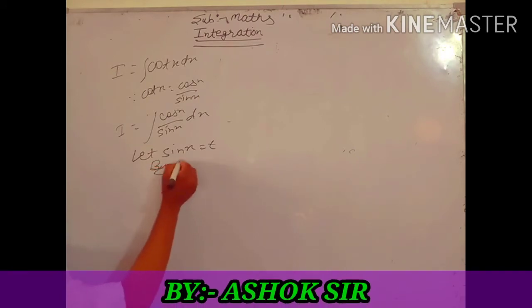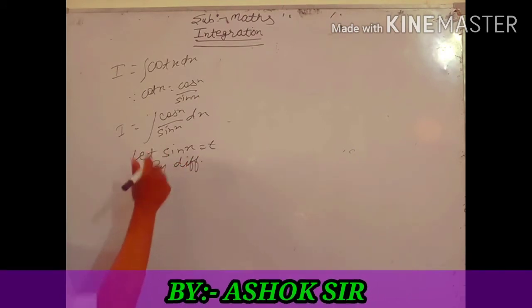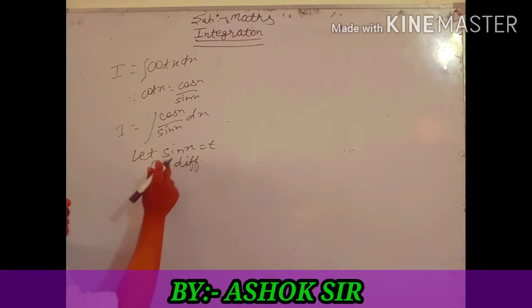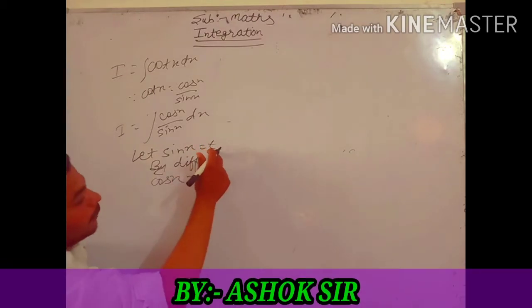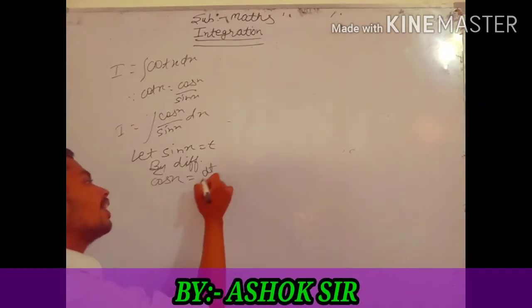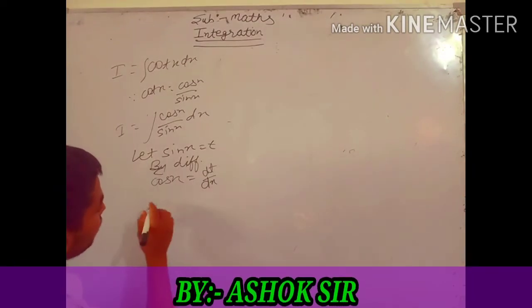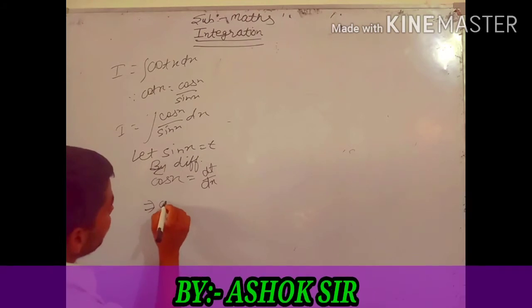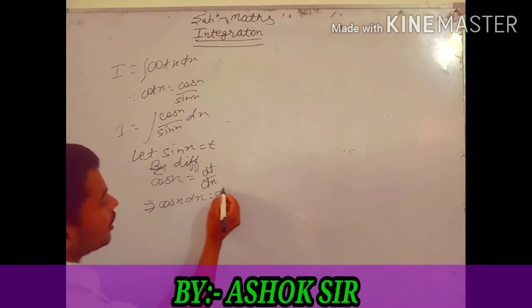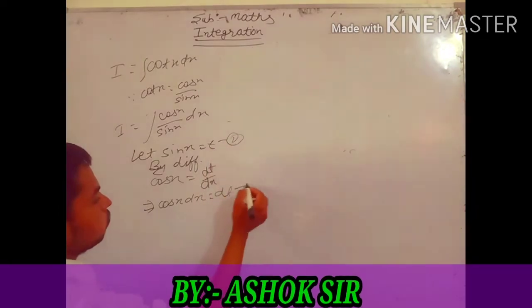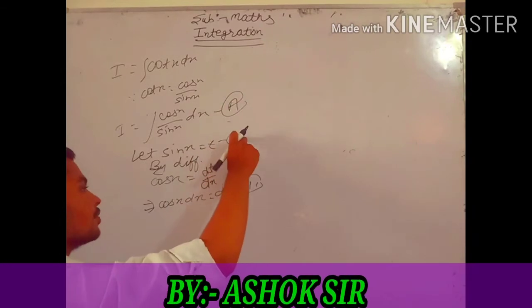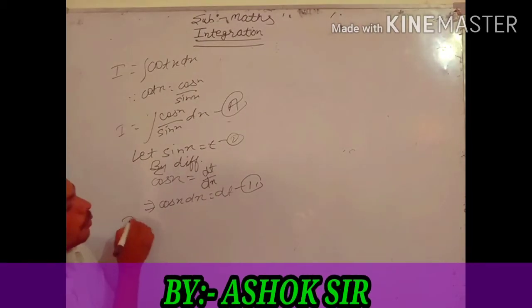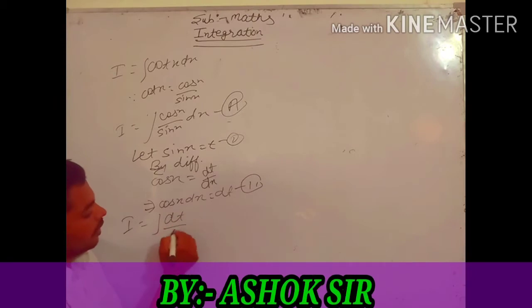By differentiation, the differentiation of sin x is cos x, and t with respect to x, the differentiation of t is dt upon dx. So dx here in division comes to the other side in multiplication. So the next step is cos x dx is equal to dt. We put the values in equation A from equations first and second. So I is equal to integration of dt upon t.